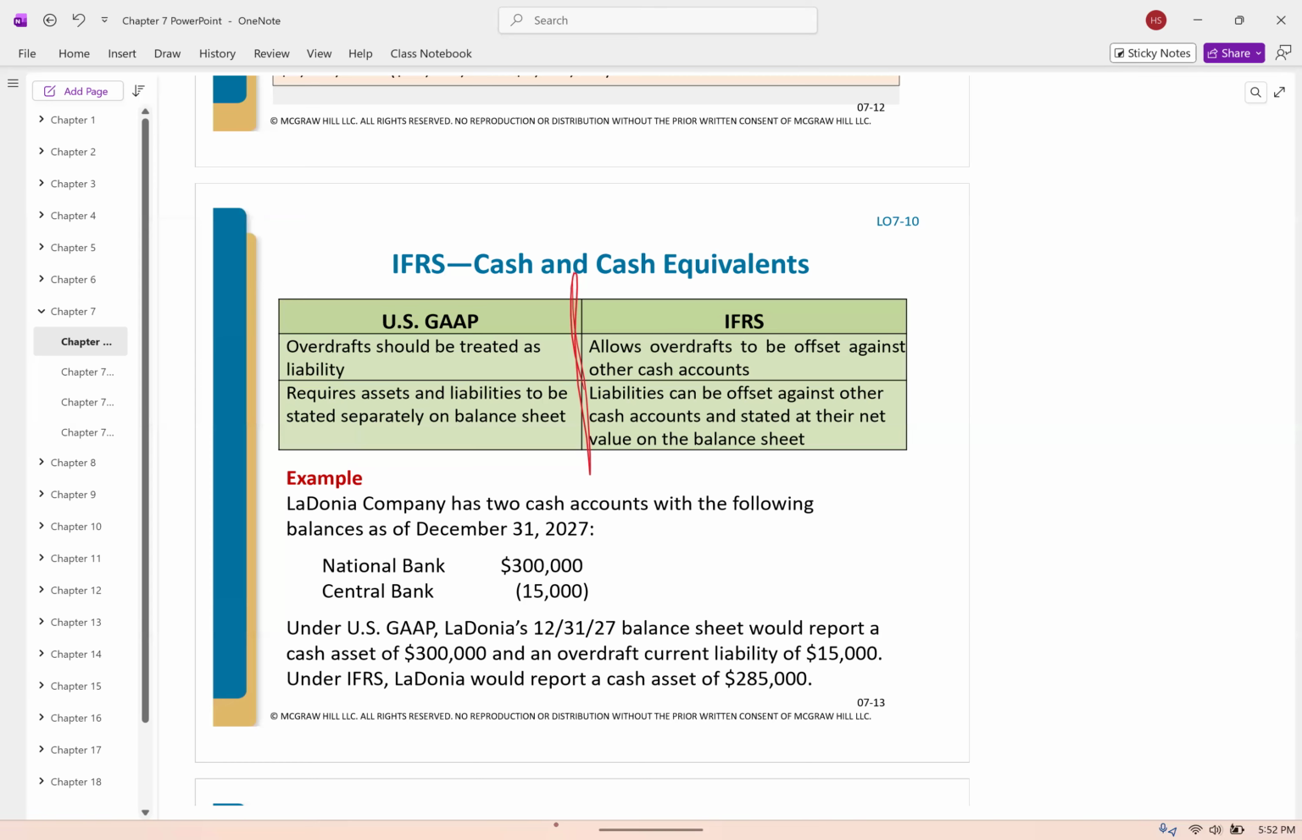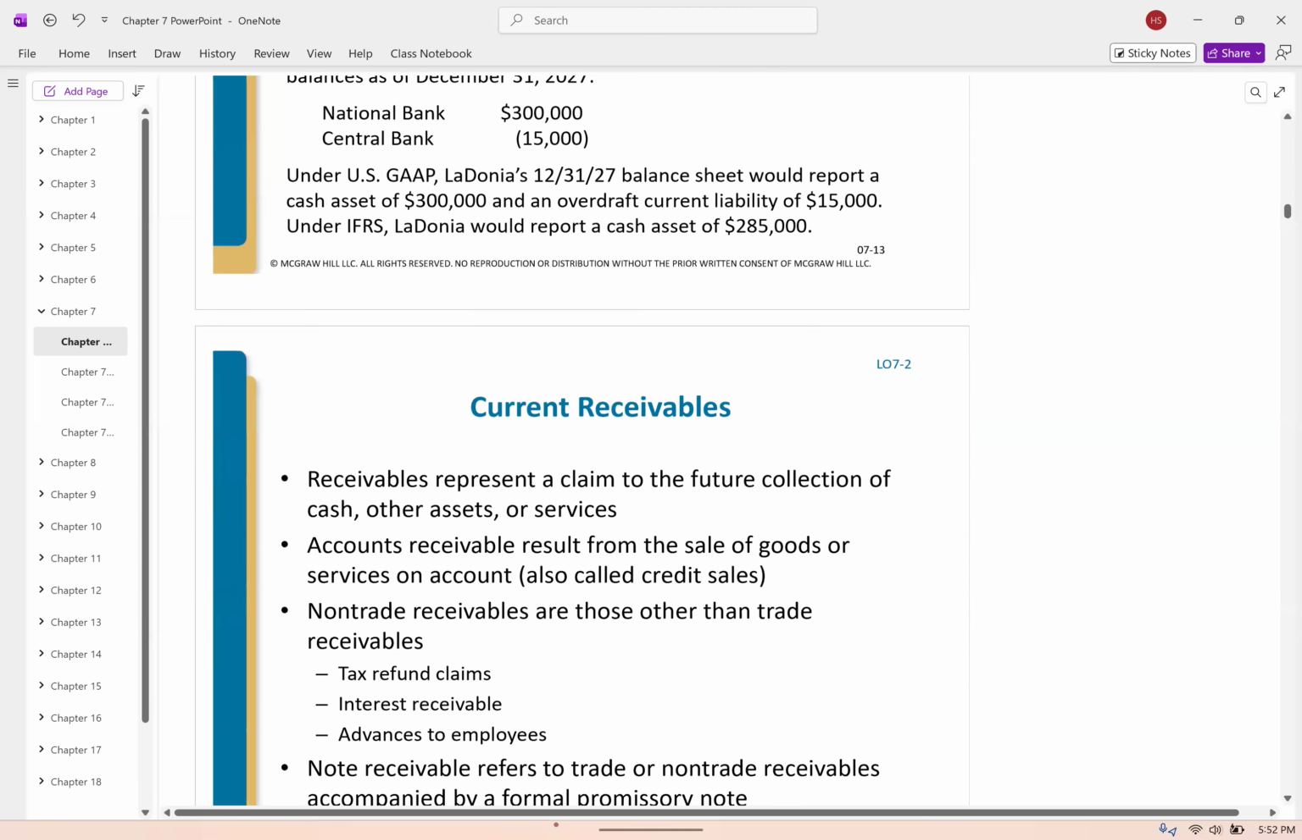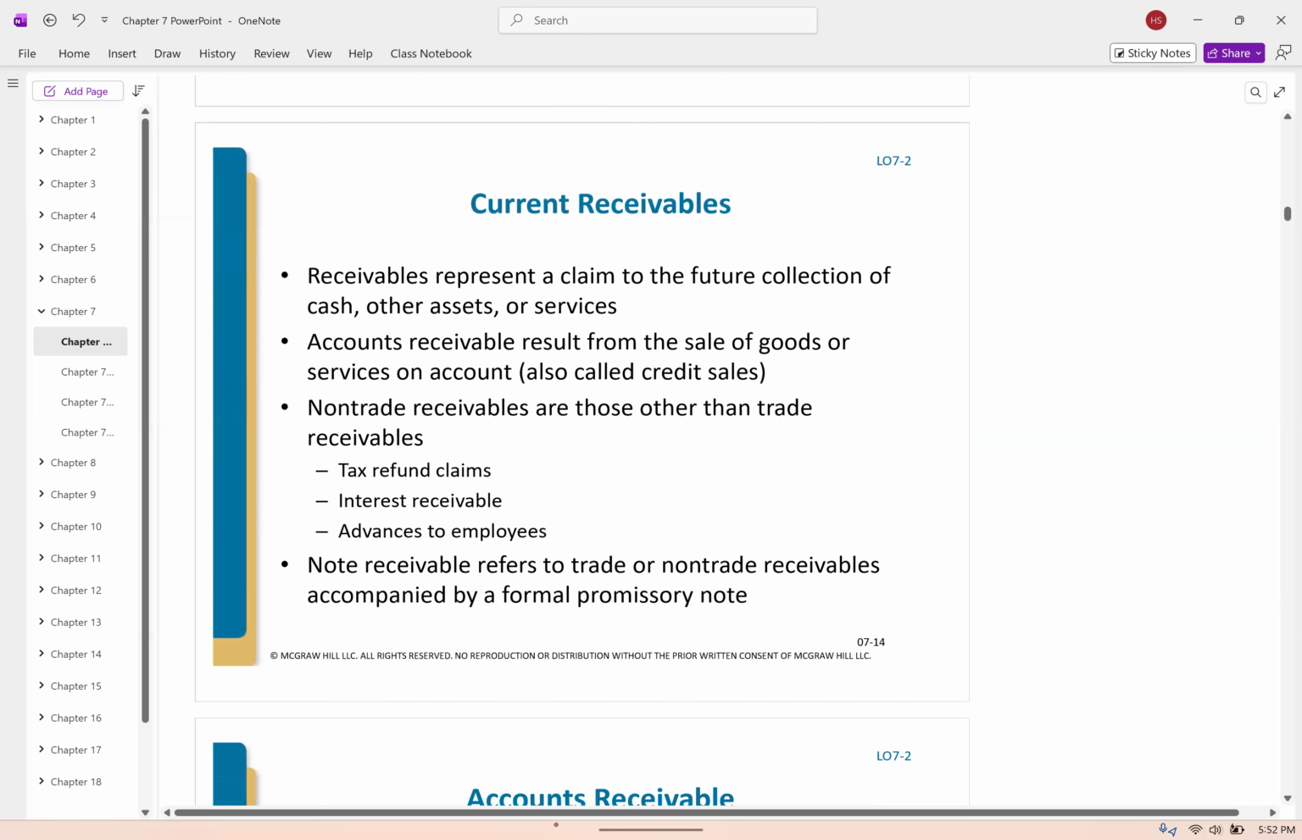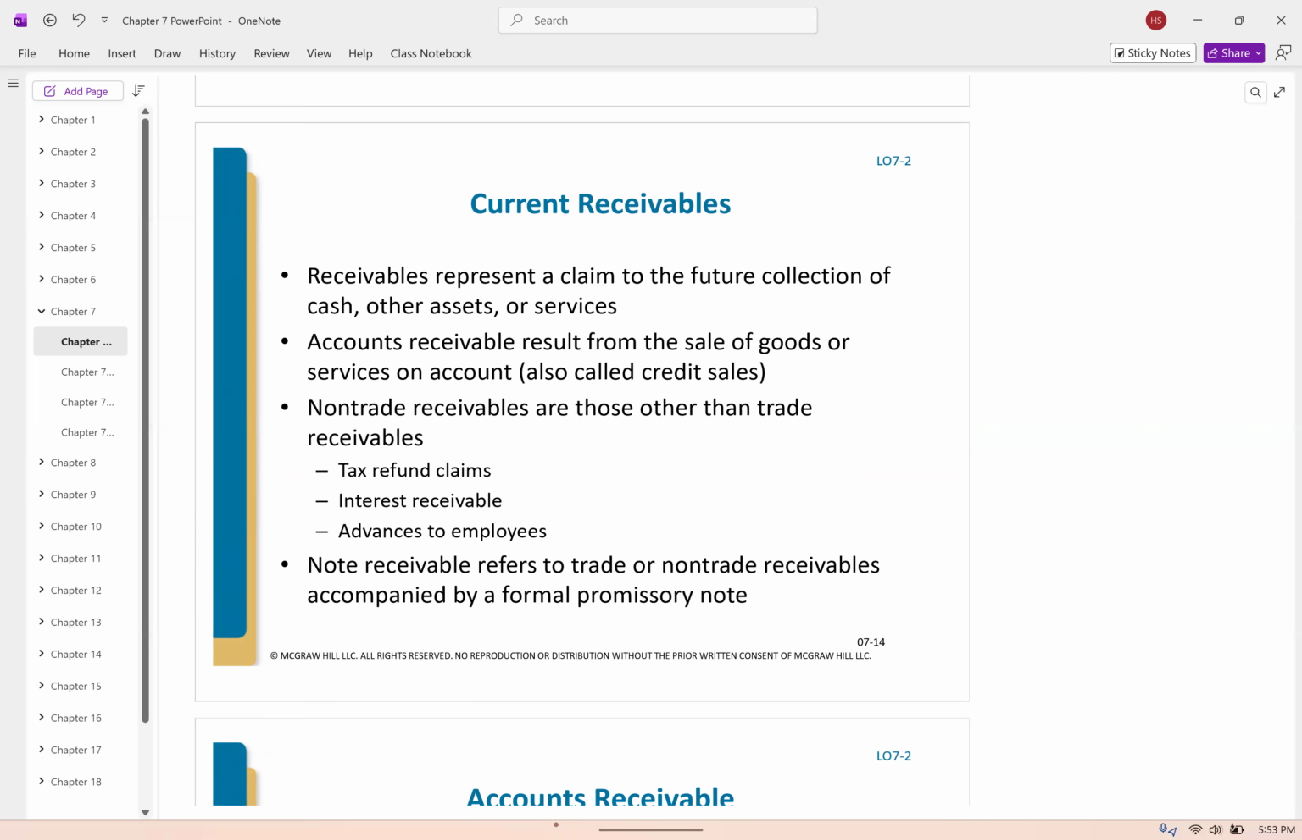Okay. All right. So moving right along, current receivables. Those represent a claim to future collections, usually within a short time period. Okay. You're not going to find them extending credit for accounts receivable out to over a year because they're going to want to charge interest on that. Okay. So accounts receivable does not accrue any interest.